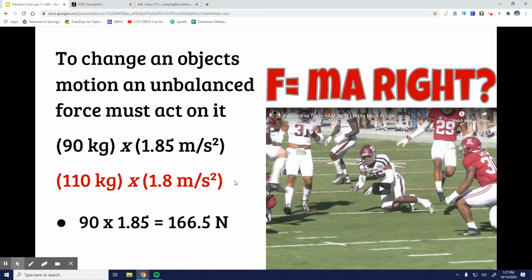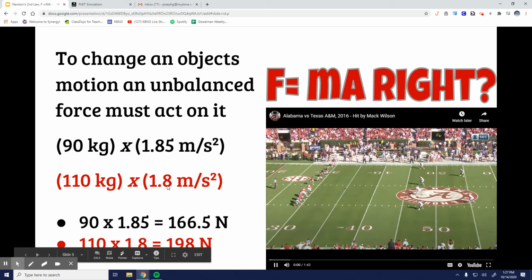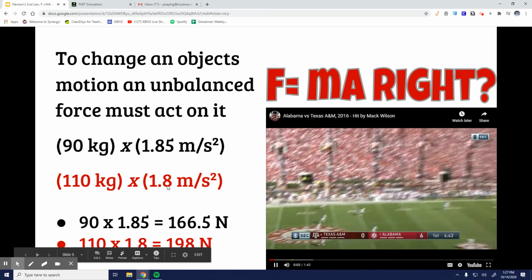Well, if you did the math, you figured out that the first one, 90 kilograms times 1.85 meters per second squared, is equal to 166 newtons, where the 110 kilogram object with the 1.8 meters per second squared acceleration has a much larger 198 newton force. Let's see if that's true here in the video. So does force equal mass times acceleration?